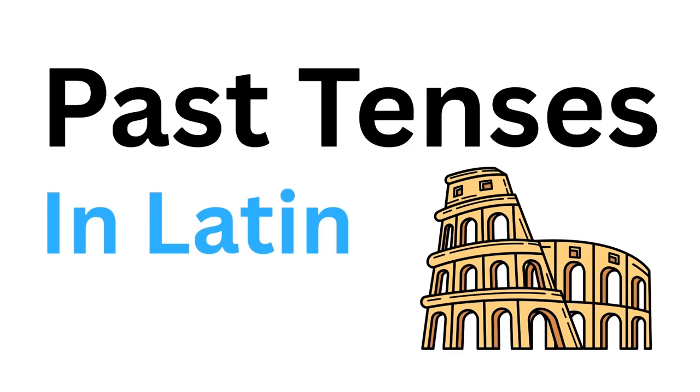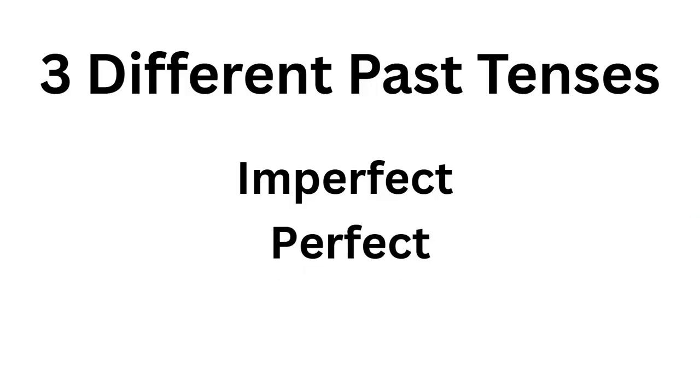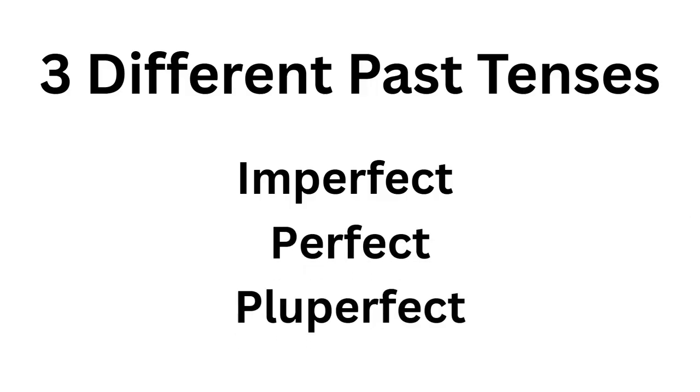There are different types of past tenses in Latin, and they can get a little bit confusing. So today, I'm just going through how you can spot them in Latin and how you translate them into English. There are 3 different past tenses in Latin: the imperfect, the perfect, and the pluperfect. And they all do different things. So it's really important that you know how to translate them all and how to spot them.